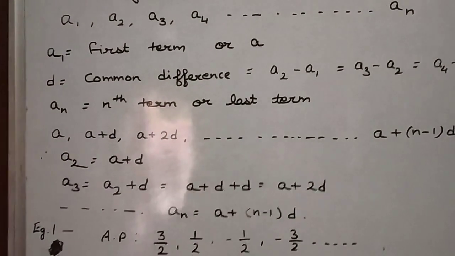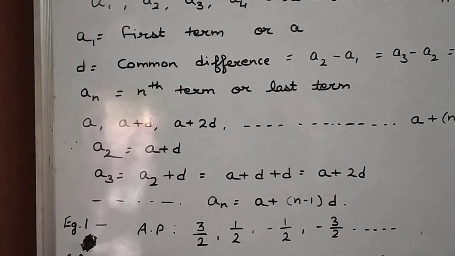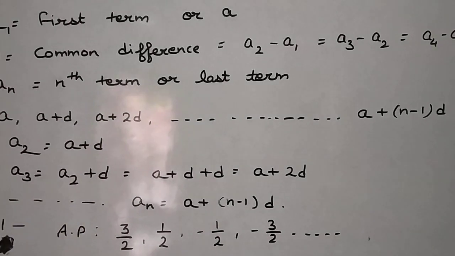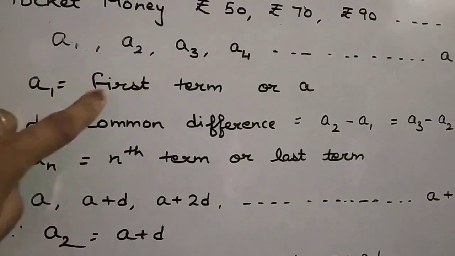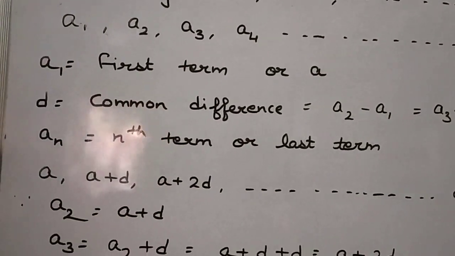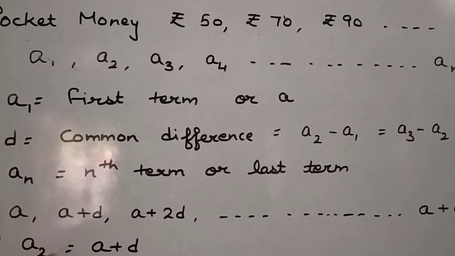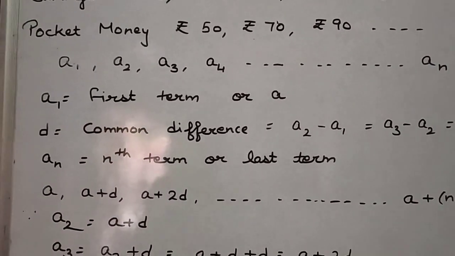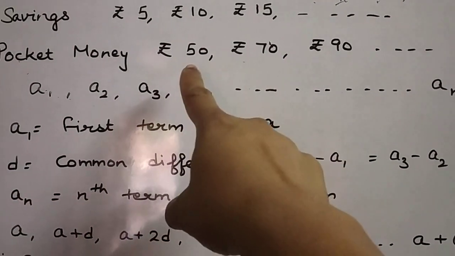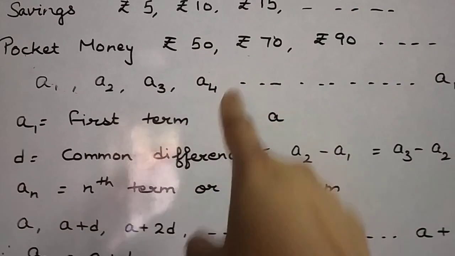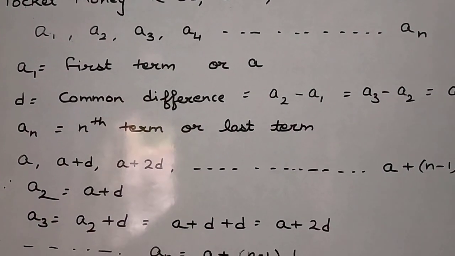Now let's come to AN. AN is the nth term or the last term. How to find the nth term? Let's again discuss this series A1, A2, A3. A1 is our first term. I am denoting it by A now. A2 I am writing as A plus D. Is it A plus D? Yes, we have discussed here: 70 is, yeah, 50 plus D, 20. So yes, the second term is A plus D.